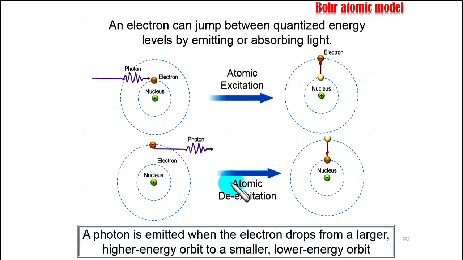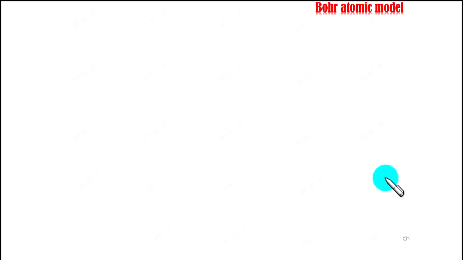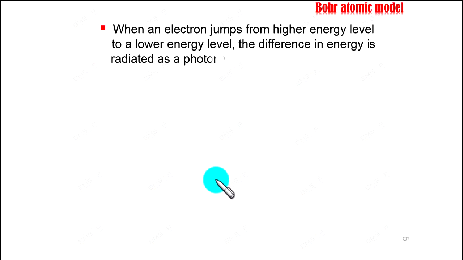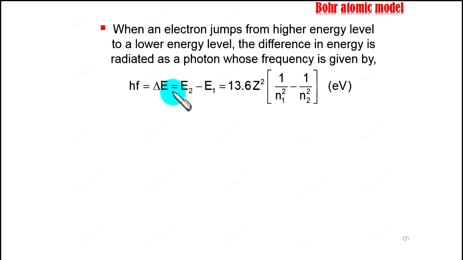And we know this delta E is emitted in the form of a photon, and photon energy is nothing but hf or h nu, where h is the Planck constant and nu or f is the frequency. So, we can write that when the electron jumps from the higher energy level to the lower energy level, this is equal to the difference in energy related to the photon, that is hf. So, hf equal to E2 minus E1, and this is equal to the difference which we have discussed. It is always in electron volt.